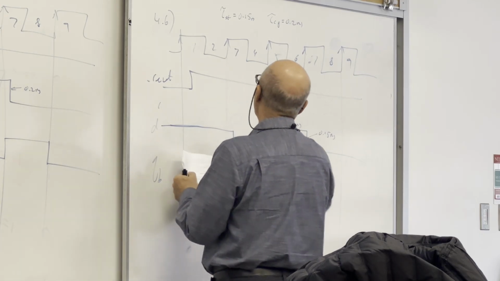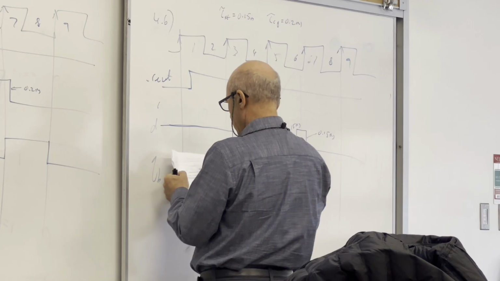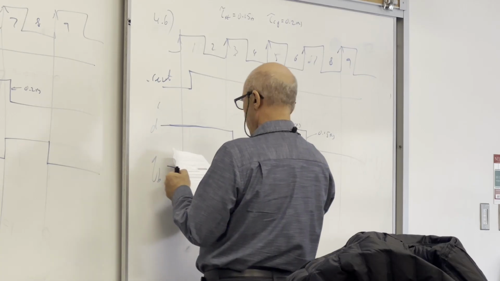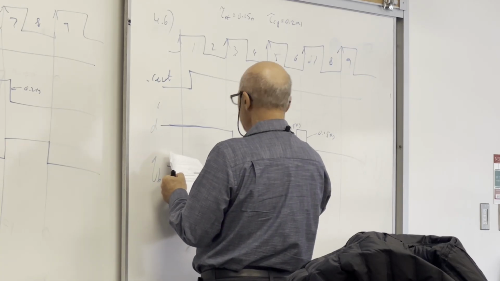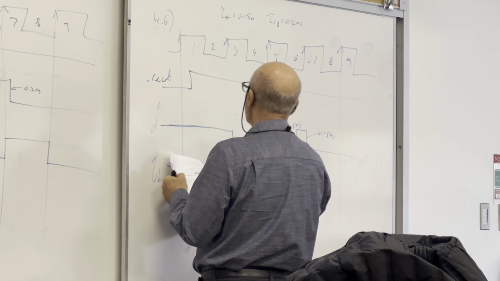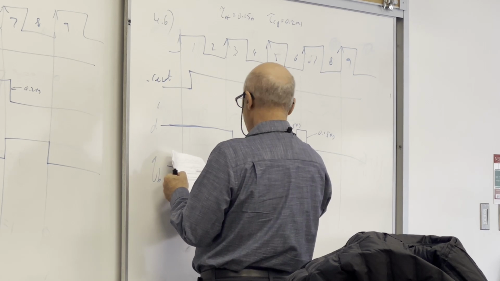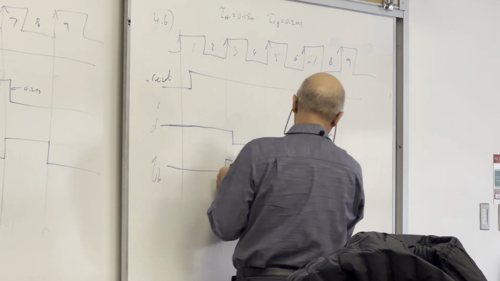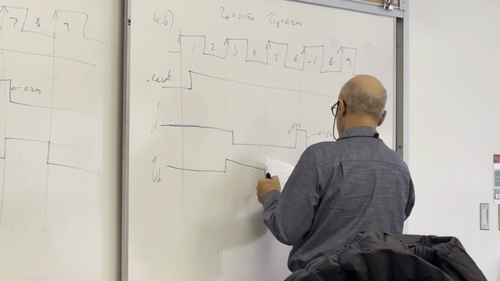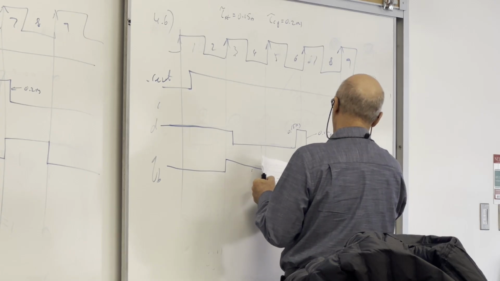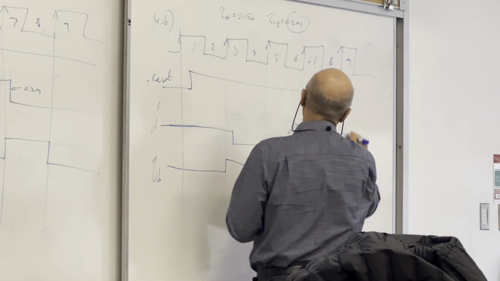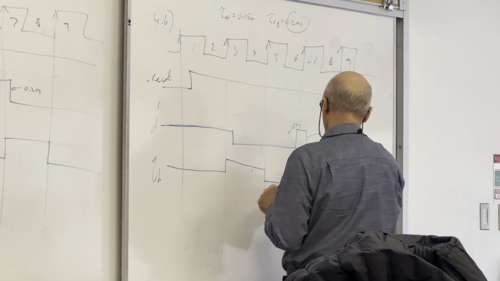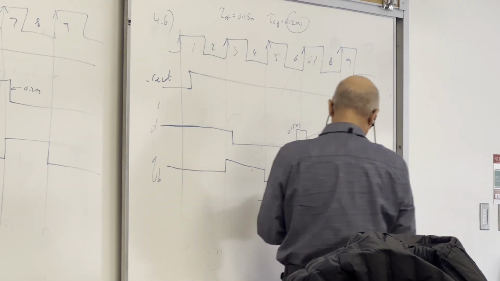So, okay, so QB is gonna get to this point. QB is gonna go up. Q is gonna go down. Come over here. It's gonna go up. But then this number is less than clock to Q, so it's gonna start oscillating.